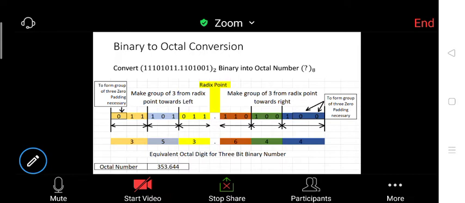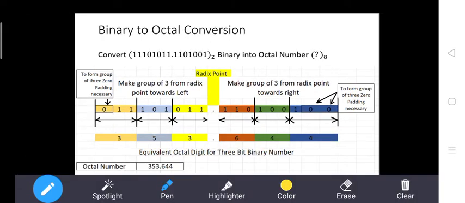Next, in this point, I want to convert binary number to octal. So I take one floating binary number. I write this number over here.